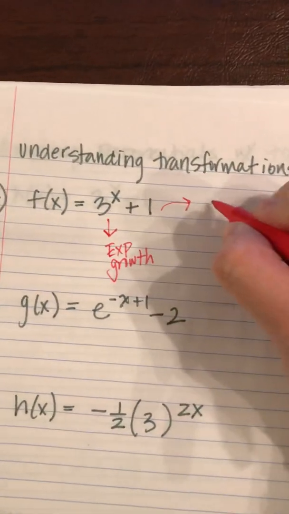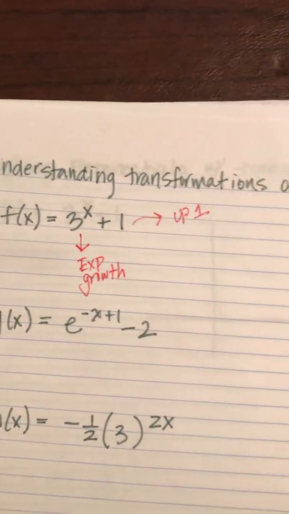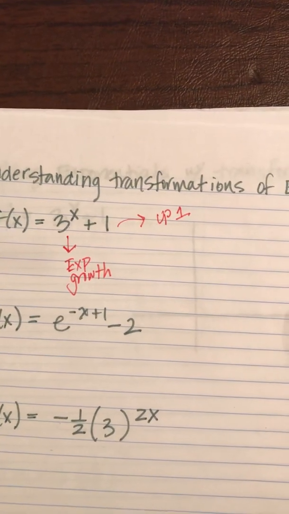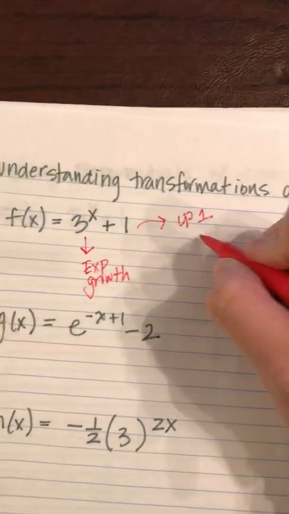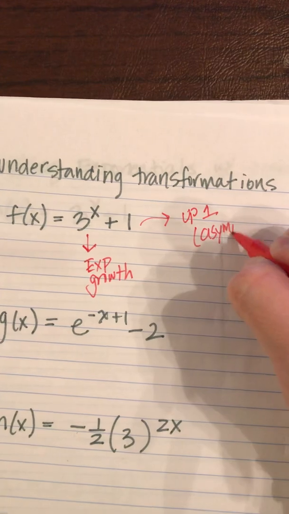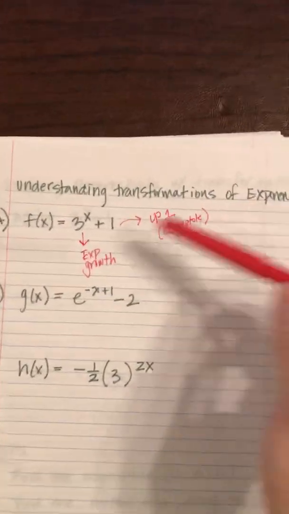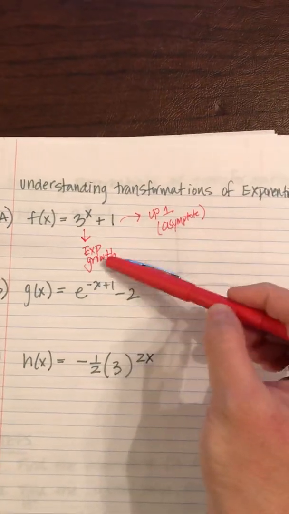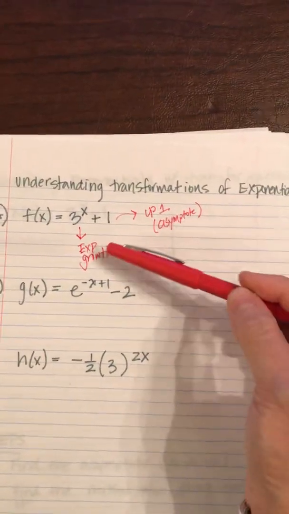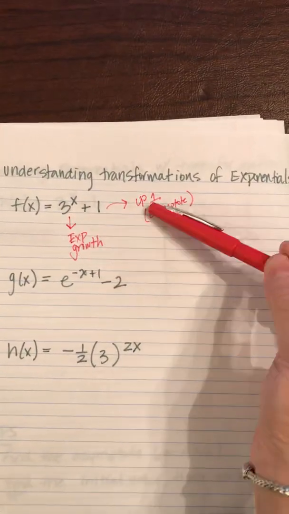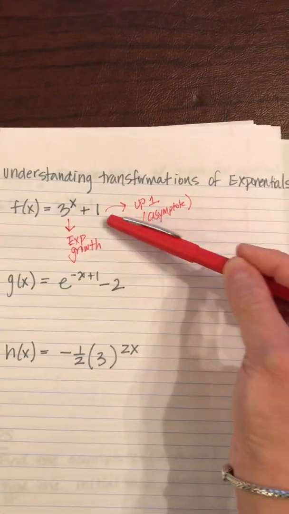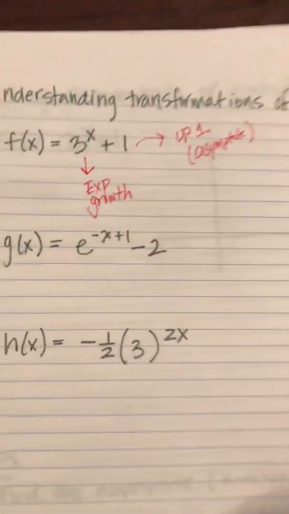Well, it shifts it up 1. That was that vertical translation. Remember, this is also your asymptote. So I'm just going to put that here as a reminder. You'll be asked in your practice today to talk about the transformations and how they relate back to a parent function. This is what I'm asking you to do, explain how this is different. So basically just talking about the translations.